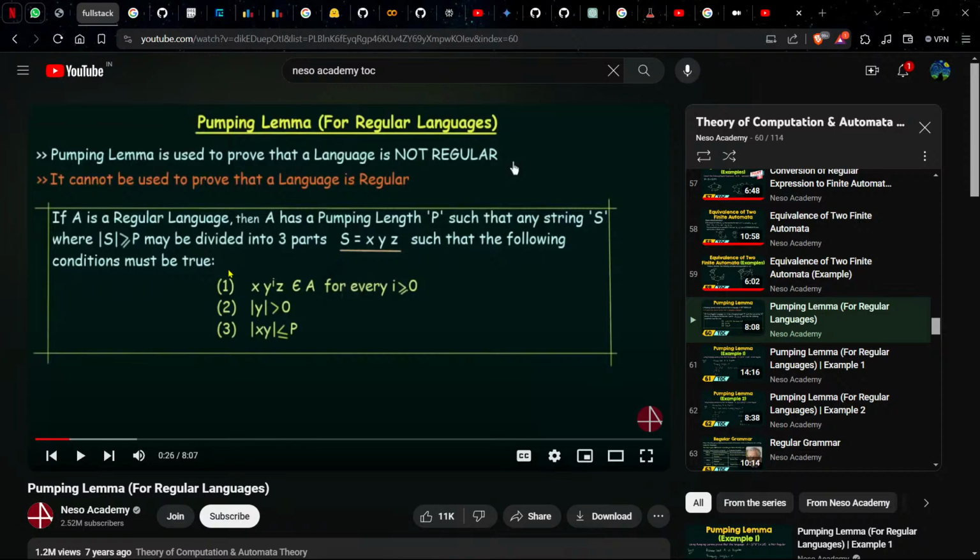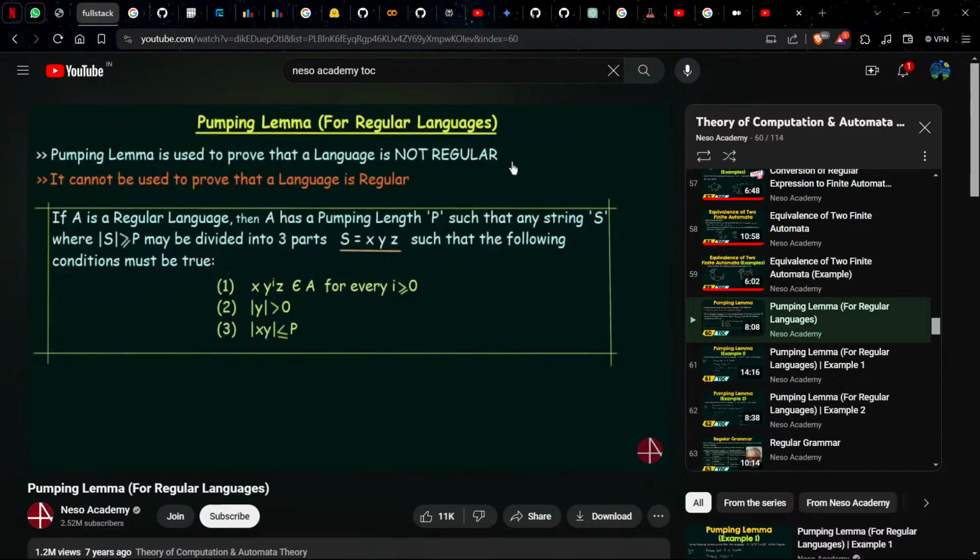So all regular languages can be designed using finite state machines, and we know the properties of finite state machines, and we also know their limitations. Due to their limitations, there are some languages that cannot be designed using finite state machines, and those languages are known as non-regular languages. So how can we prove that a language is not regular?